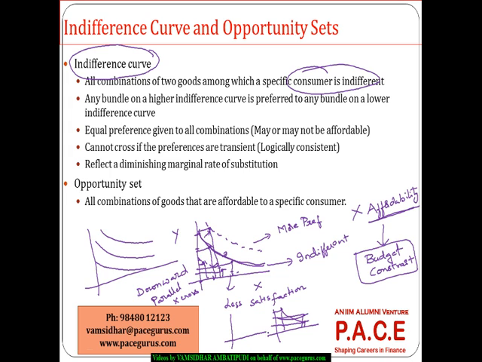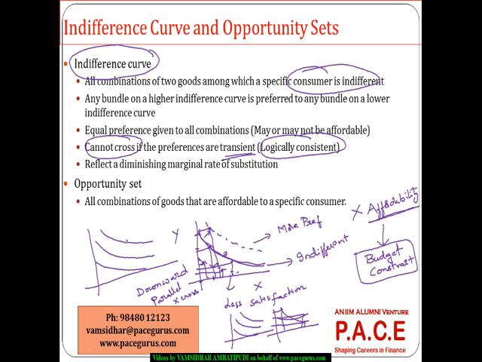So to prove that they provide equal levels of satisfaction, they need to be parallel to each other and they cannot cross each other. So we can very well say that they cannot cross, and if they are crossing, then the logical consistency cannot exist, which means they are not transitive. So we need the indifference curves to be transitive, logically consistent, which means they cannot cross each other. And in general, they have to be downward sloping itself.